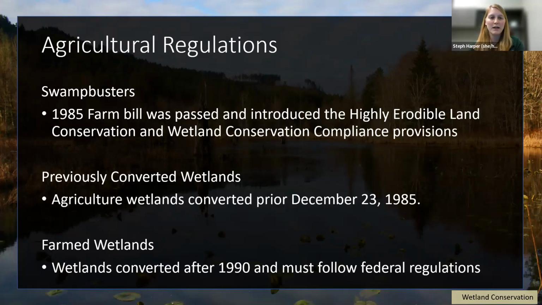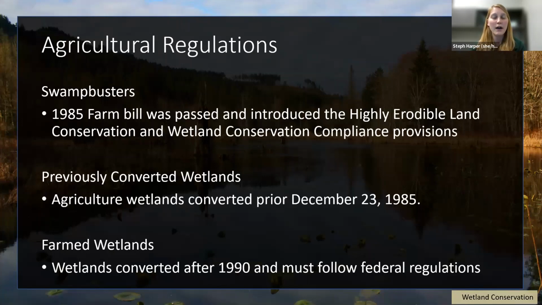And so part of that is identifying these areas that are previously converted wetlands, and basically agricultural wetlands that were converted prior to that Farm Bill continue to be agricultural converted wetlands. So those are still in agriculture and they are still managed today. Farmed wetlands are those that were converted after 1990. And after 1990, any wetland on an agricultural piece of land had to follow federal regulations.